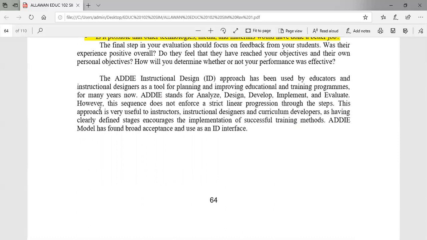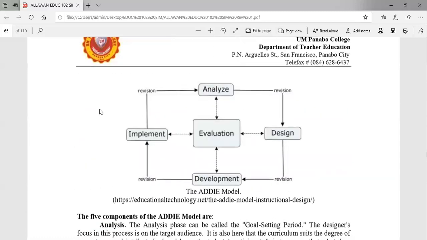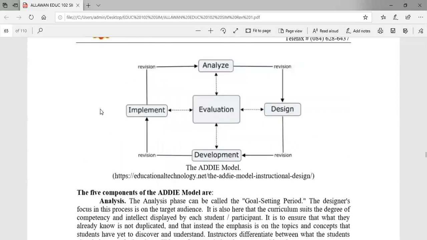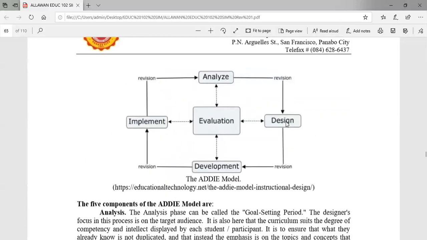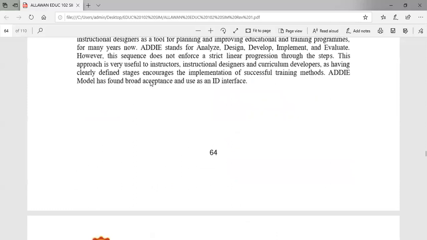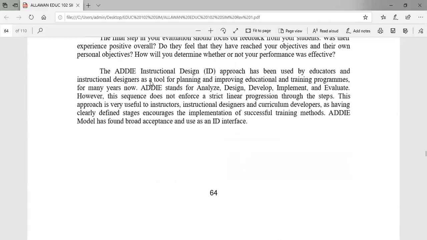Okay, the next model is the ADDIE model. We have here the 5 components: analyze, design, development, implement, and evaluation. Every model may experience a revision, because this instructional model is an approach that has been used by educators and designers as a tool for planning and improving. So the keyword of the ADDIE model is that it can plan and improve an educational model.